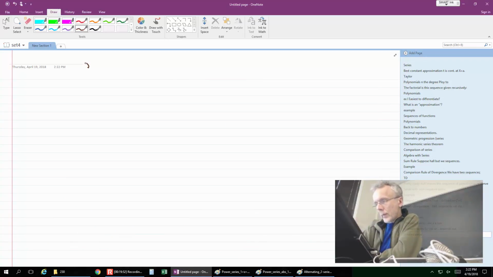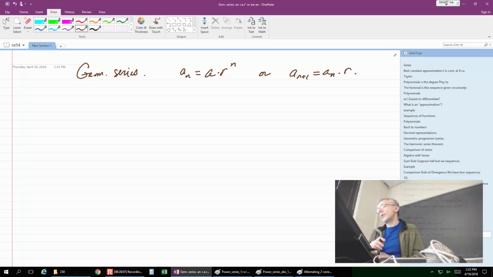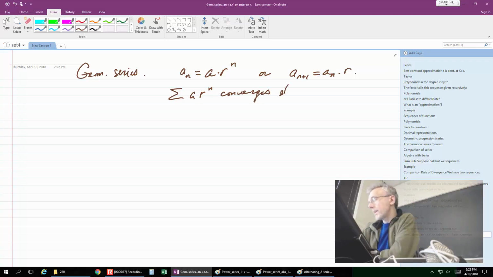So let's go back to geometric series, which is a_n equal to a times r^n, or recursively a_(n+1) is equal to a_n times r. And then we know that the series of a r^n converges depending on the value of the ratio.